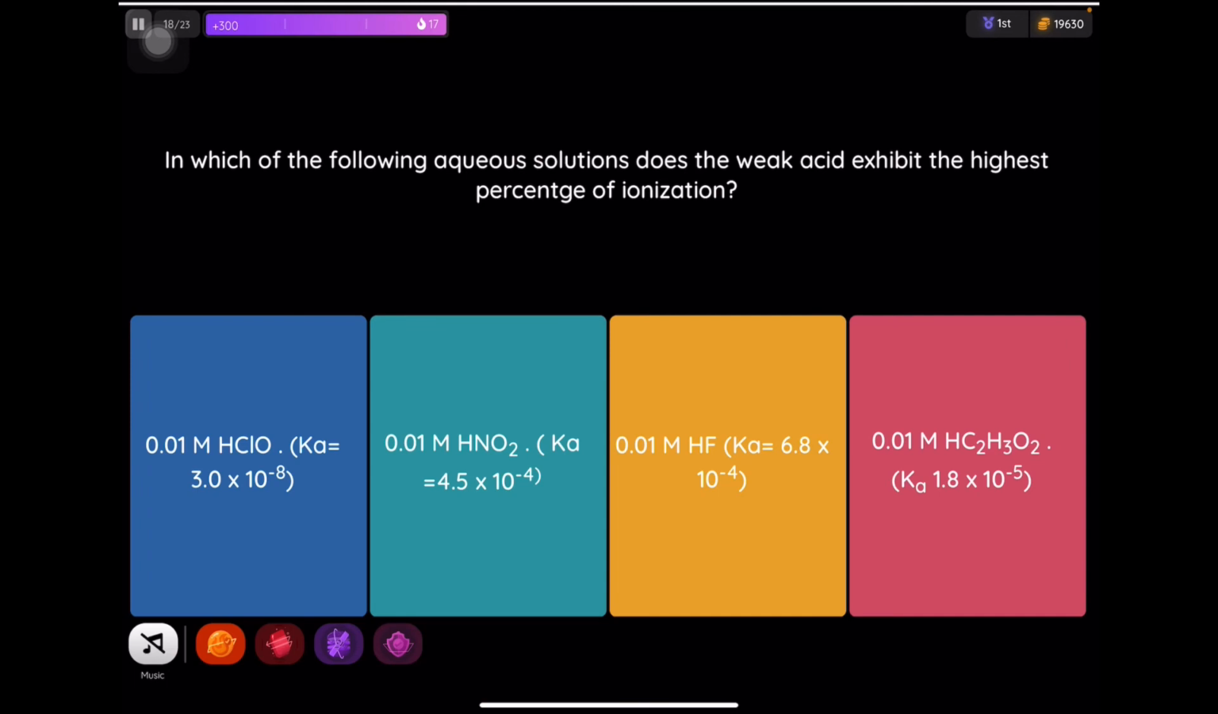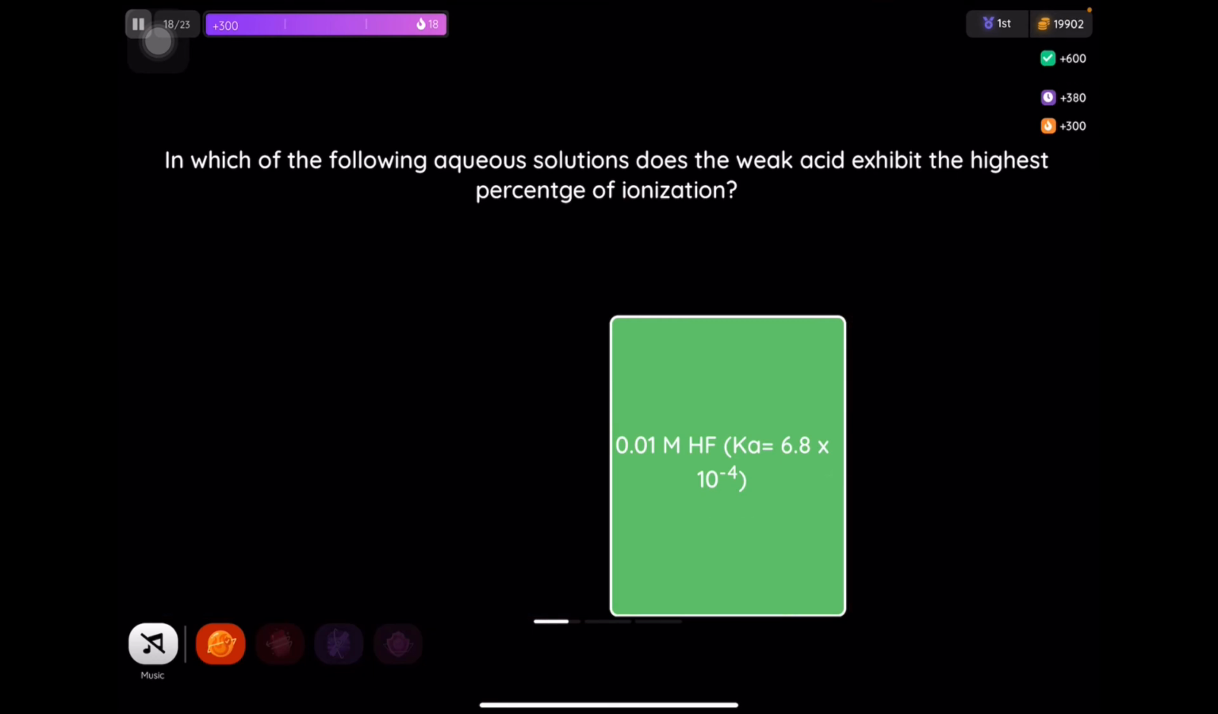In which of the following aqueous solutions does the weak acid exhibit the highest percentage of ionization? As we know, higher value of Ka indicates higher percentage of ionization, in other words, higher concentration of H plus ions. So from these options, the highest percentage of ionization would be from HF, which has a Ka value of 6.8 times 10 to the power of negative 4.